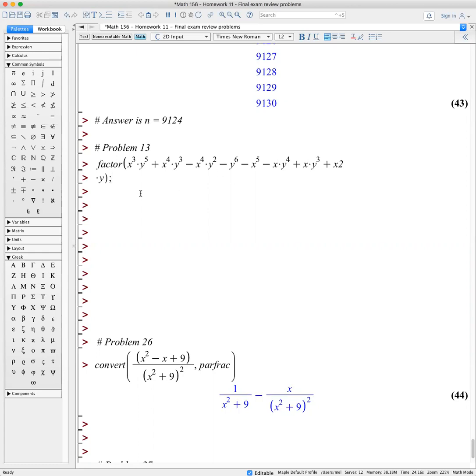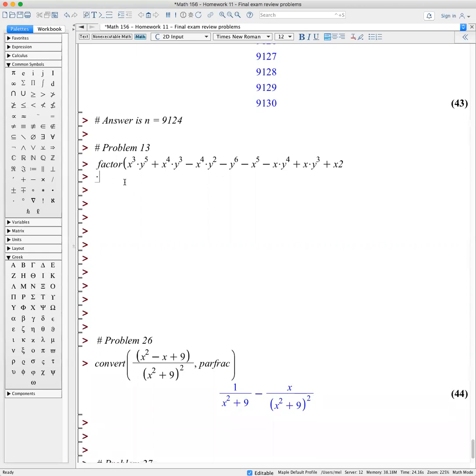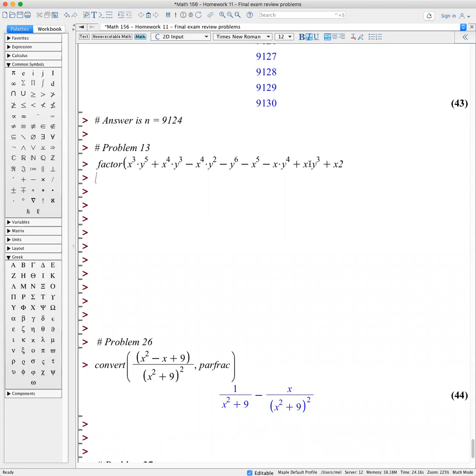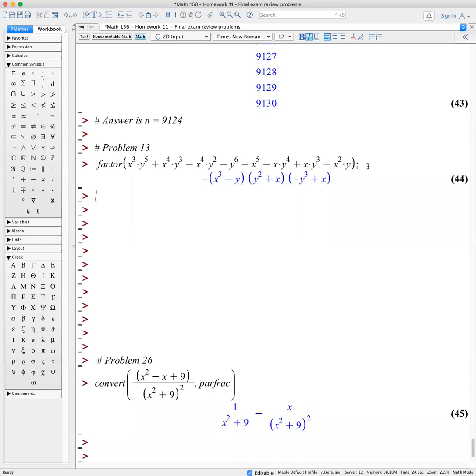Oops, what happened here? This isn't right. x y cubed plus x squared times y. So x cubed y to the 5th, x to the 4th y cubed, x to the 4th y squared, y to the 6th, x to the 5th, x y to the 4th. So it might be hard to factor this by hand, but actually there are a lot of factors. This is what it turns out to be. Very nice.